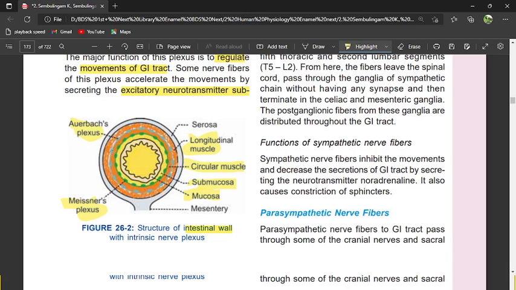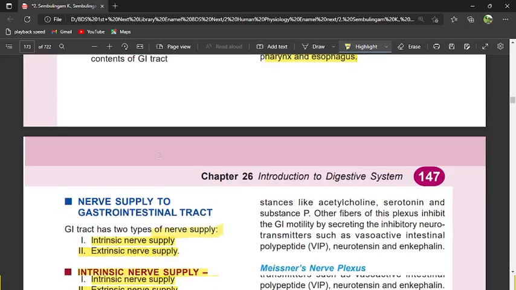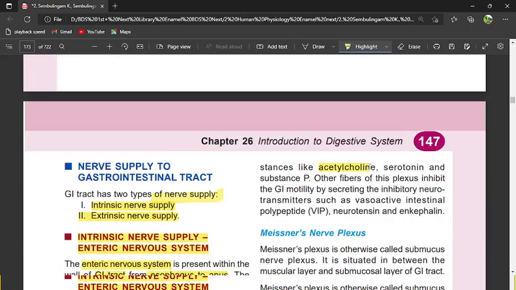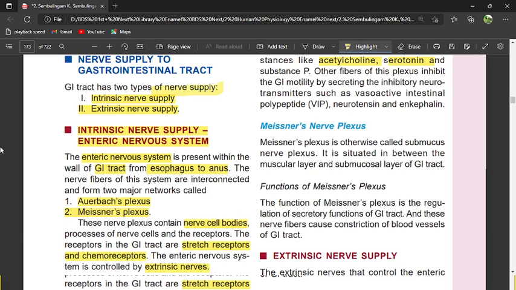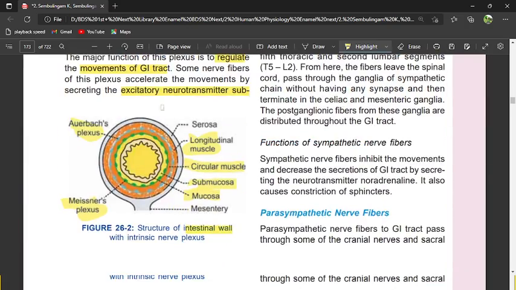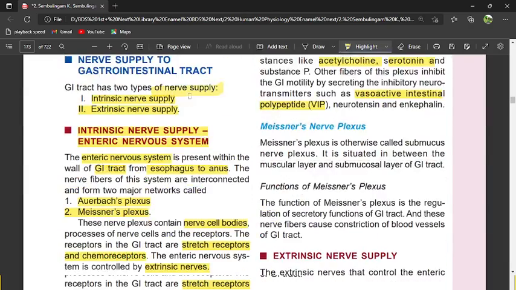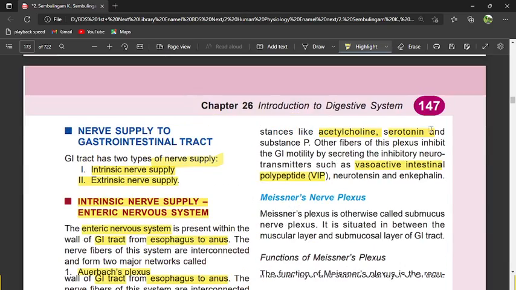Now Auerbach's plexus. So you can see here, serosa towards longitudinal के पास रहने वाले आपके Auerbach's plexus है. ये क्या करेंगे? Movement of the GI tract. And it releases acetylcholine, serotonin, and some of the phosphate. Other nerves of this plexus have motility, the inhibitory neurotransmitter, they release vasoactive intestinal polypeptide also. देखो excitatory neurotransmitters कौन से हैं: acetylcholine और serotonin release करता है.